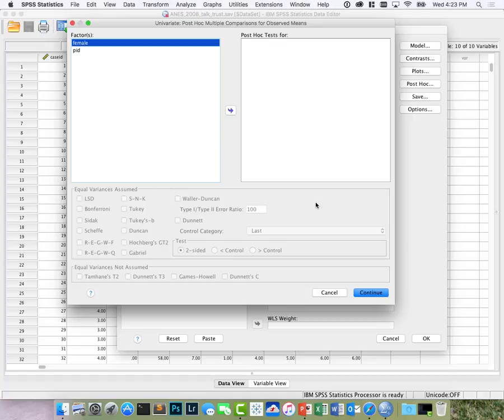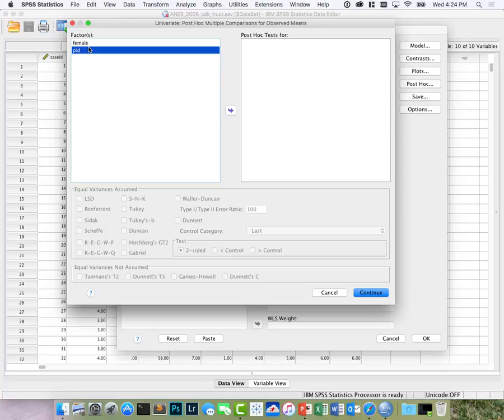So, do we need a post-hoc test for female? No. Why? Two levels, right? It's female or not female. And so if there's a significant main effect, just look at the means, and female might be higher or lower. There's no need to do post-hoc tests. In fact, if we did a post-hoc test for it, SPSS would give us a little warning and tell us you don't need to do that. It won't give you anything, because it doesn't know what to do with it.